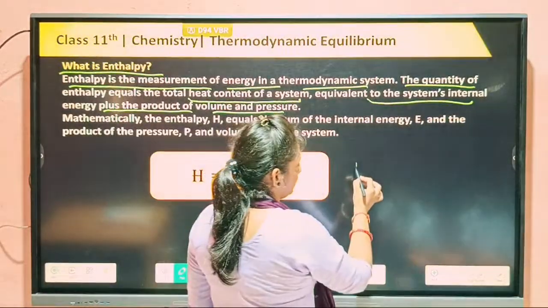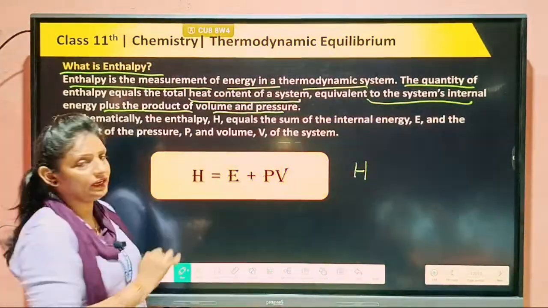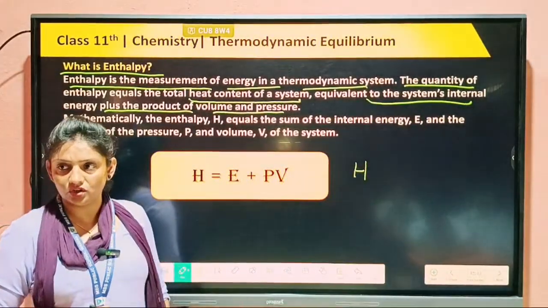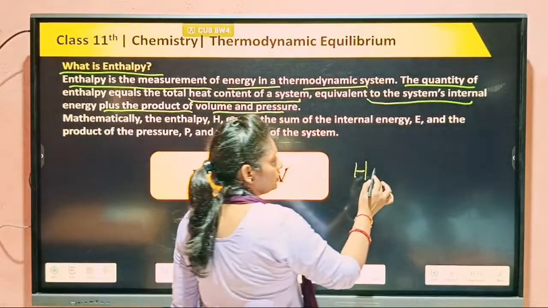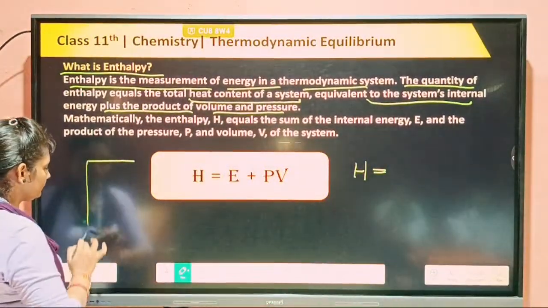Enthalpy is denoted by H. Clear or not? It is the sum of the internal energy.